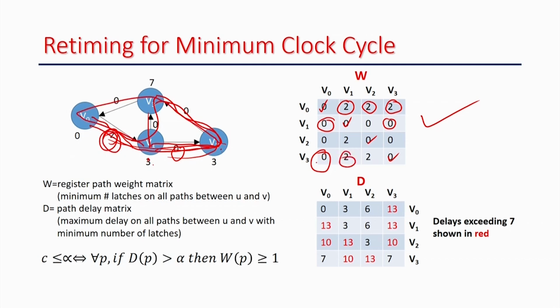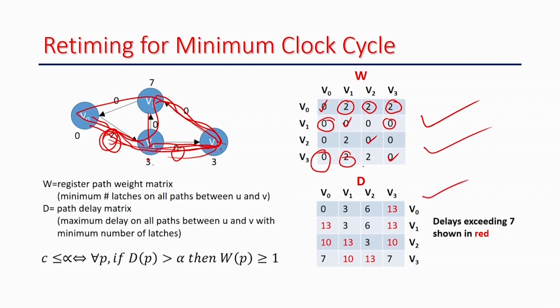So, this way we can construct this matrix where any pair vi to vj gives you the minimum number of registers possible among all paths between these 2 nodes, that is, the minimum number of registers over all the paths. This will be given by this W. Similarly, now we are going to consider all the paths where the weight is W(u,v), and the maximum delay is given by this D.